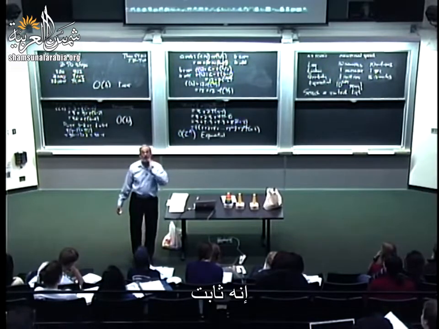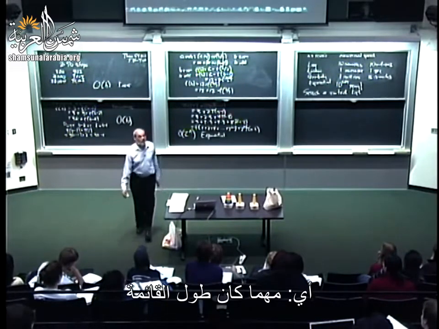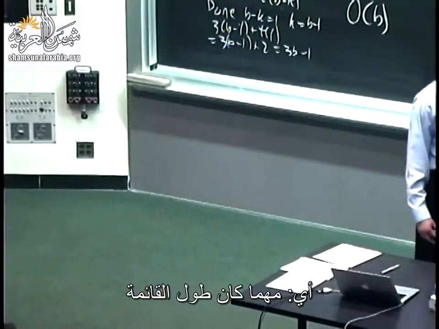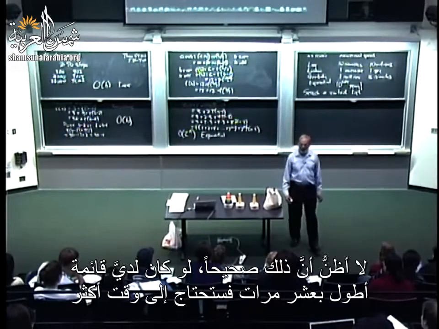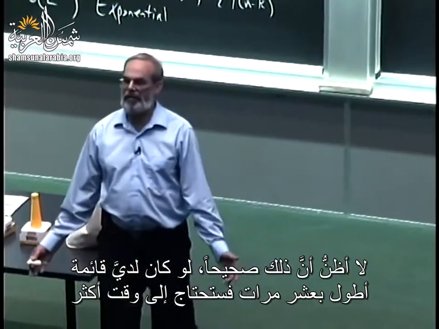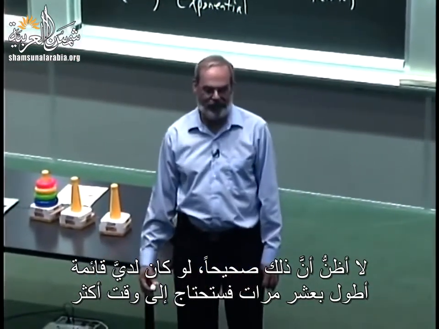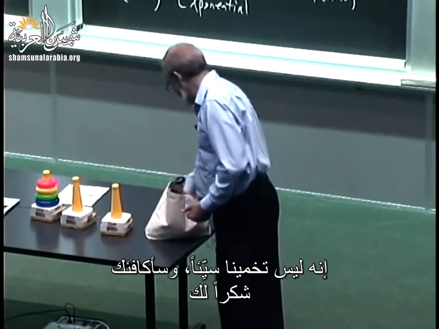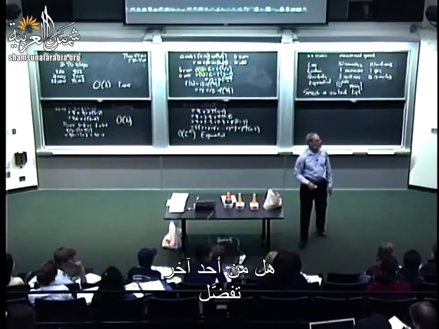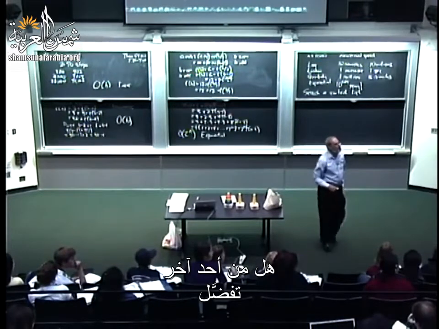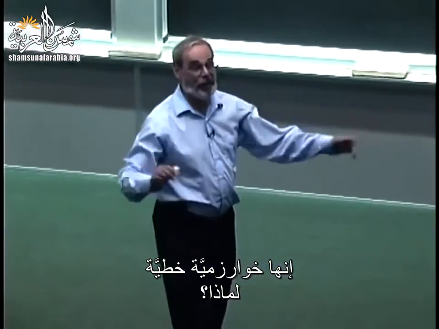Sorry? Constant. Ooh, constant says no matter what the length of the list is, I'm going to take the same amount of time. And I don't think that's true, right? If I have a list 10 times longer, it's going to take me more time. So not a bad guess. I will still reward you. Thank you. Somebody else? Yeah. Linear. Why? You're right, by the way, but why?